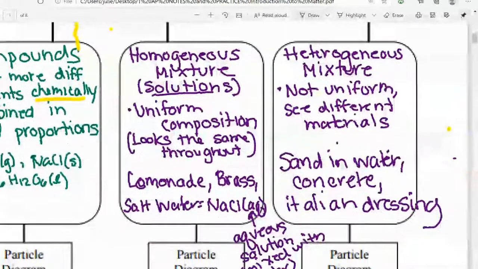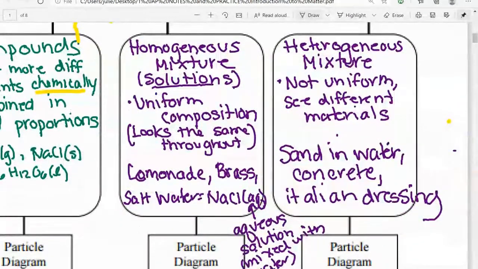The first one on the left-hand side there is a homogeneous mixture. You'll also very commonly throughout the year see these referred to as solutions. So these are mixtures that have a uniform composition. They look the same throughout. So it goes back to that lemonade example where as long as it's all dissolved, it's going to look the same throughout. Brass is considered a homogeneous mixture. It's an alloy, which we'll talk about, but it's a mixture of two or more different elements. It just happens to be a solid. It looks the same throughout.